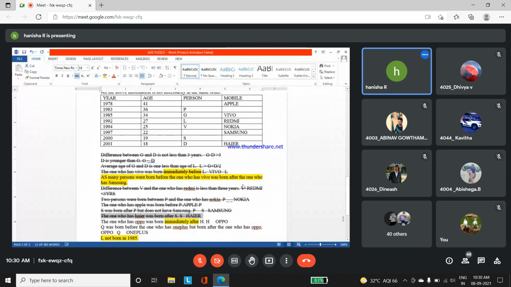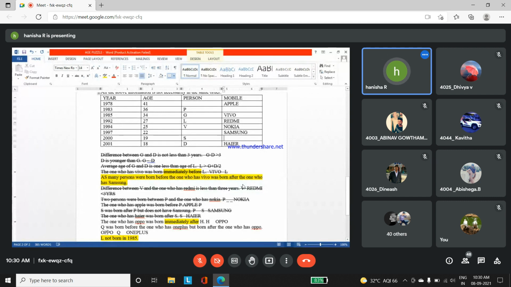Next one. The one who has Oppo was born immediately after H. So after H you have Oppo. Here you have the word immediately after, so you have two possibilities. You can put H over here and Oppo over here. You can also put H and Oppo over here. In order to get clarified of which possibility is true, we can go for the next clue.